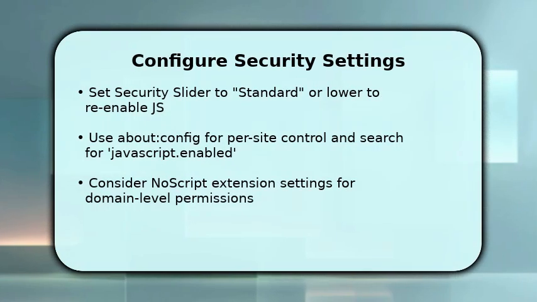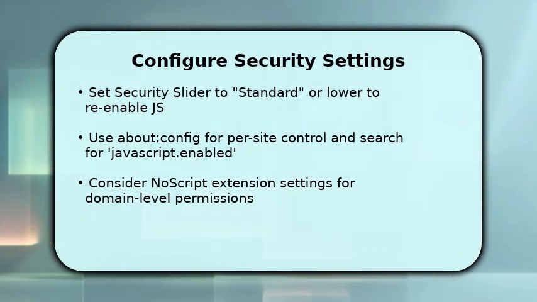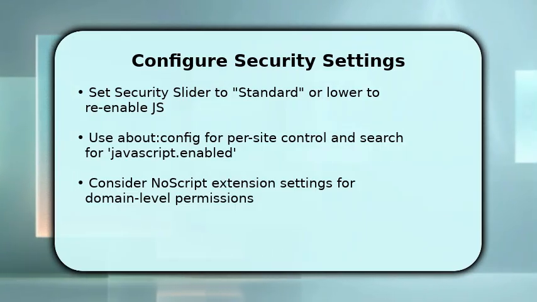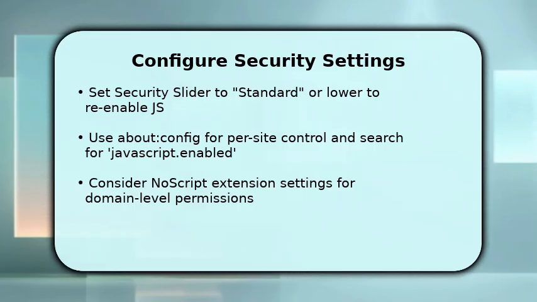Now you'll adjust the security settings and enable JavaScript carefully. First, move Tor's security slider to standard or a lower level so JavaScript functions are permitted. Then type about:config in the address bar, acknowledge the warning, and search for javascript.enabled. Toggle it to true if needed.